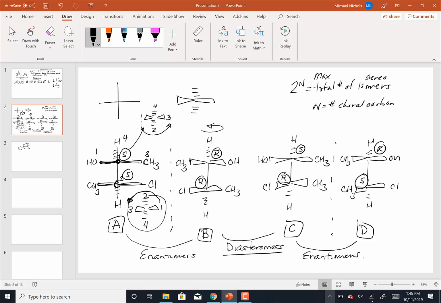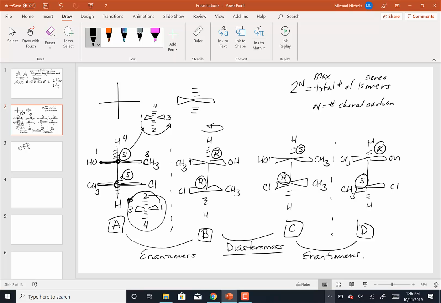So what about enantiomers? In a pair of enantiomers, what is true about the configurations of the chiral centers? Each and every chiral center is opposite. S becomes R, S becomes R. Every single chiral center is opposite. So in a pair of enantiomers, every single chiral center in that molecule is opposite. Okay? That's true for one chiral center, it's true for 30. Every single chiral center is opposite.